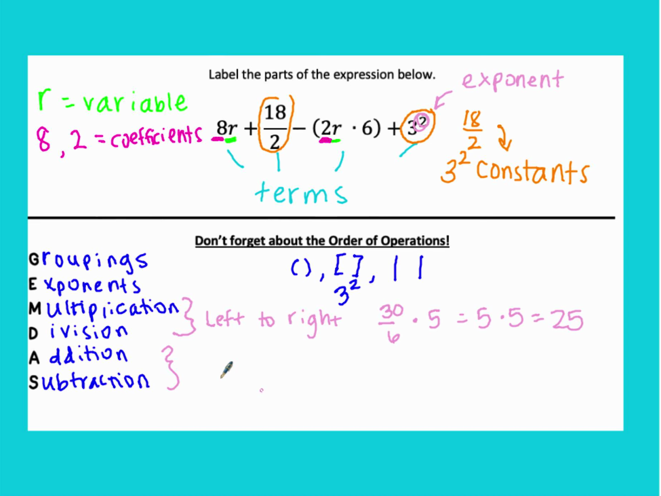Same goes for addition and subtraction. You want to go from left to right. So even if you see 8 minus 2 plus 6, just do that 8 minus 2 first. Go from left to right. So 8 minus 2 is 6, and then we still have to add 6, and 6 plus 6 would get us 12. So just keep those in mind as you're going through. Always start with your groupings, move on to exponents, multiplication and division together from left to right, and then addition and subtraction together from left to right.